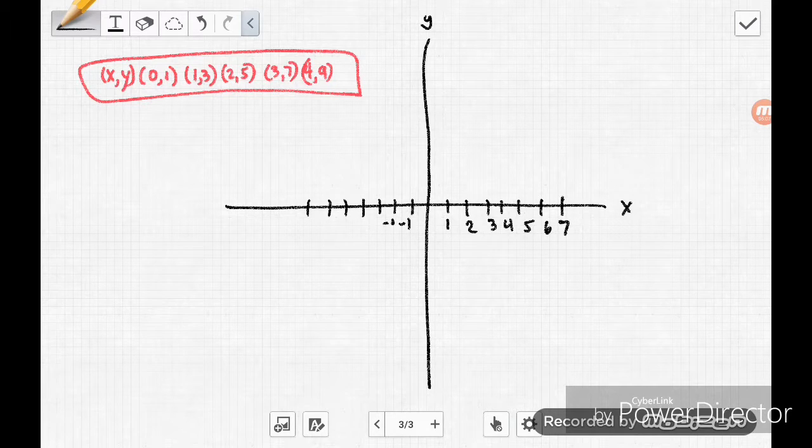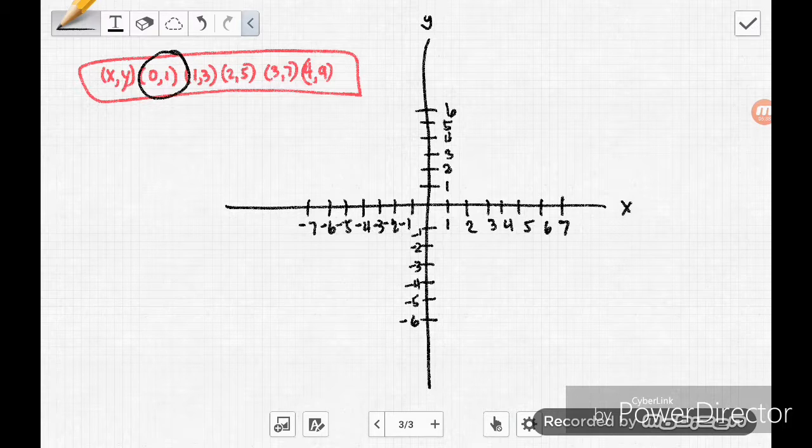All the negative numbers go to the left side. Now for the y-axis, all the positive numbers go on top, go to the top. 1, 2, 3, 4, 5, 6, and all the negative numbers go to the bottom. Negative 1, negative 2, negative 3, negative 4, negative 5, negative 6. Okay, so how do we plot the points now? So let's do the first one. So this is the x coordinate, 0. Y is 1.